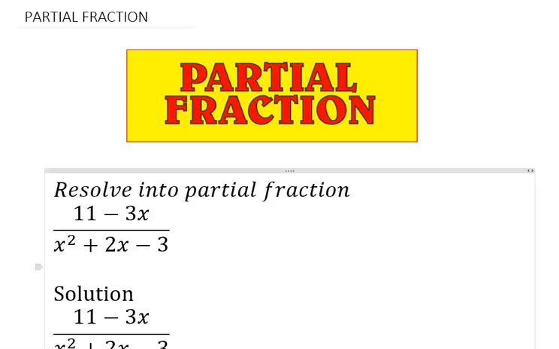Today we'll be discussing partial fractions. We have a question on the screen. We have to resolve into partial fractions. In partial fractions, we relate what we have at the numerator here with A and B. Then we factorize what we have at the denominator.